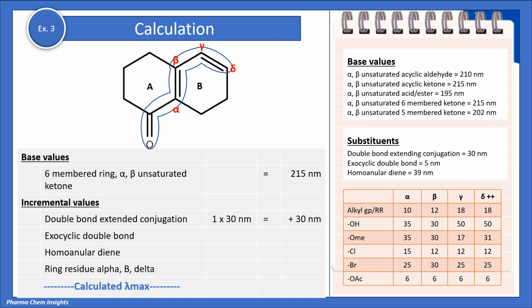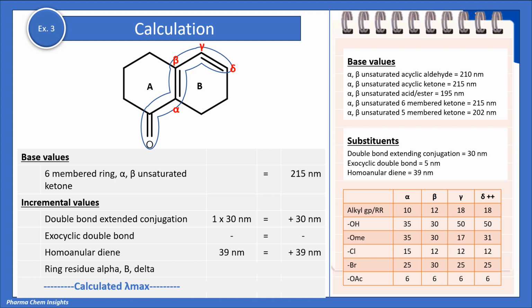We do not have an exocyclic double bond. Please note that the carbonyl compound we are not considering as exo. We need the alkene group or double bond to be exo to the ring, and hence no increment due to exocyclic double bond. Okay, this is a homoannular diene as the two alkene groups or two double bonds are present in ring B. So it is homoannular diene and we have increment.